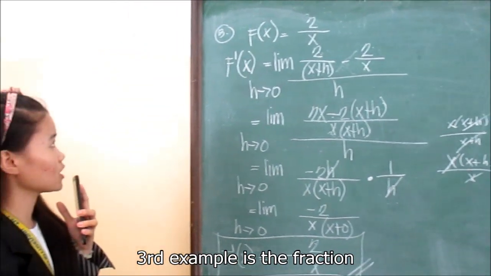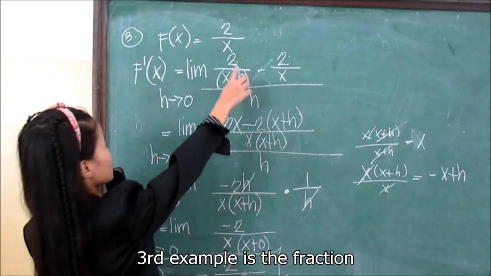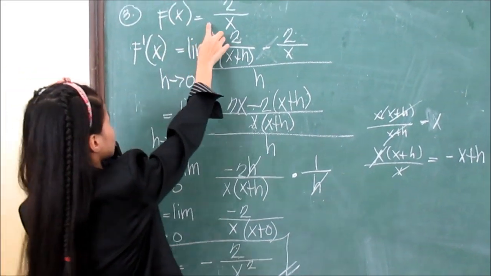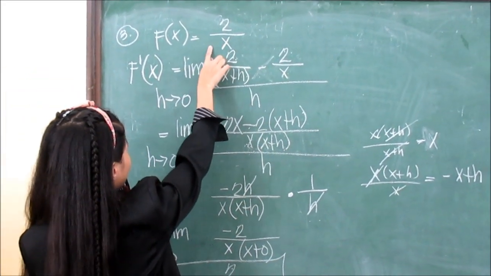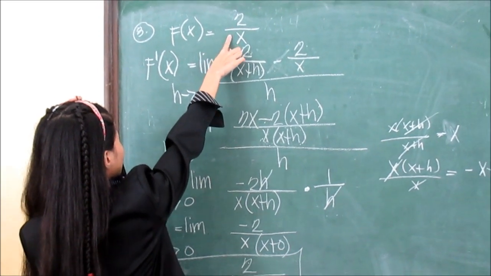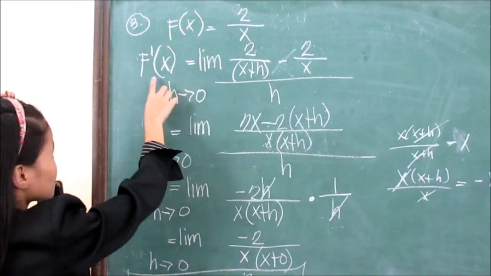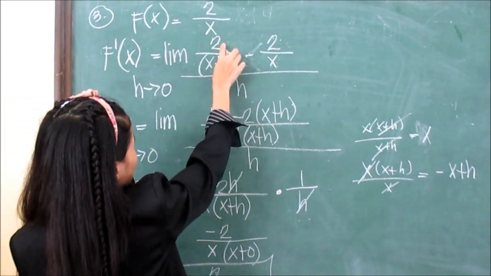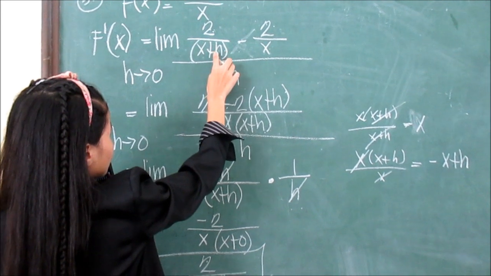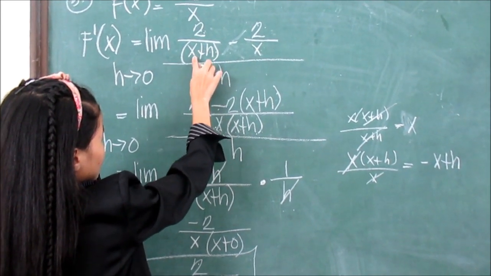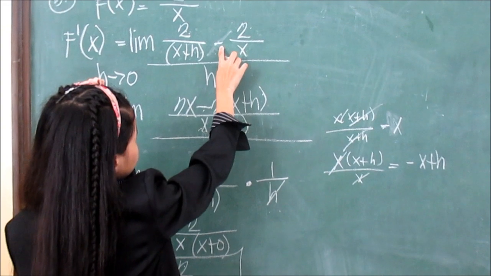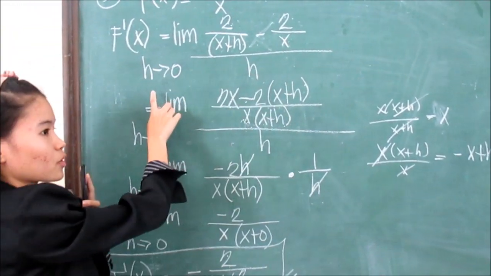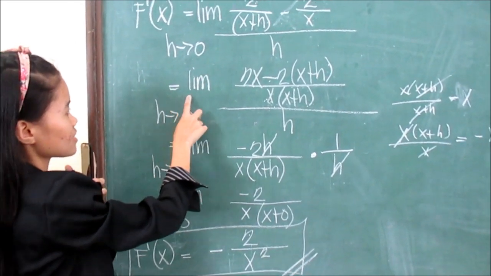So our third example is the fraction 2 over x. Our given is f of x equals 2 over x. We need to get the derivative of this fraction using the limit process. So f prime of x is equal to the limit of 2. Since there is an x here, we need to put plus h. So 2 over the quantity x plus h minus, copy the given, which is 2 over x, all over h, as h approaches 0.